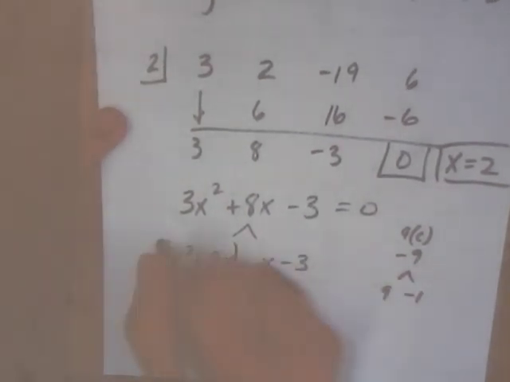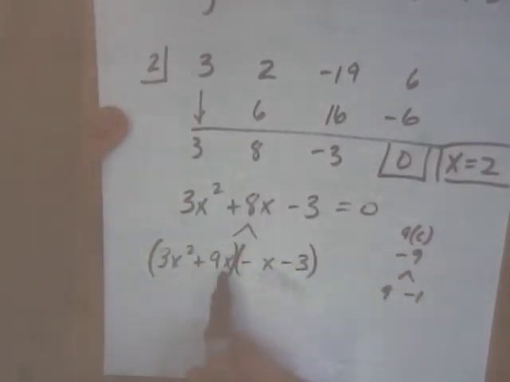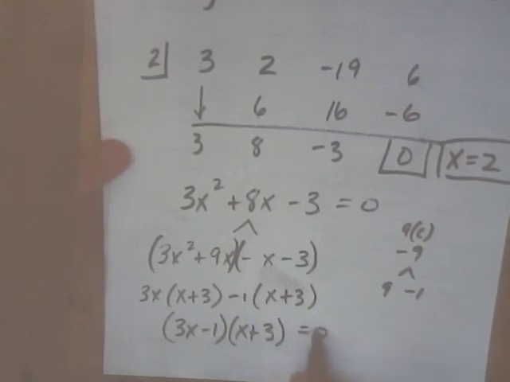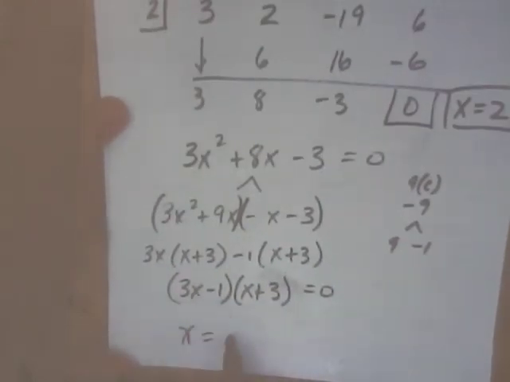Group it by 2's. What can I pull out of the first grouping? 3x. That leaves x plus 3. What can I pull out of the next grouping? Negative 1. That leaves x plus 3. So 3x minus 1 times x plus 3. So x is equal to 1/3, negative 3, and 2.